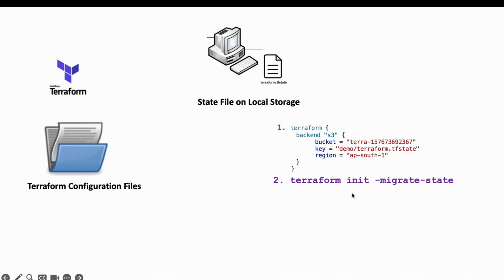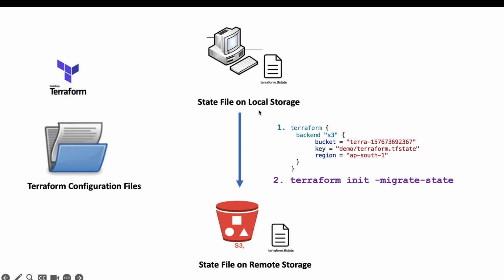Once we execute this command, the migration will get started. The local state file will get migrated to our S3 bucket. What it means is the entire content of the state file will be moved to the S3 bucket. Okay, this is the logic. So let's see in the lab how it behaves.